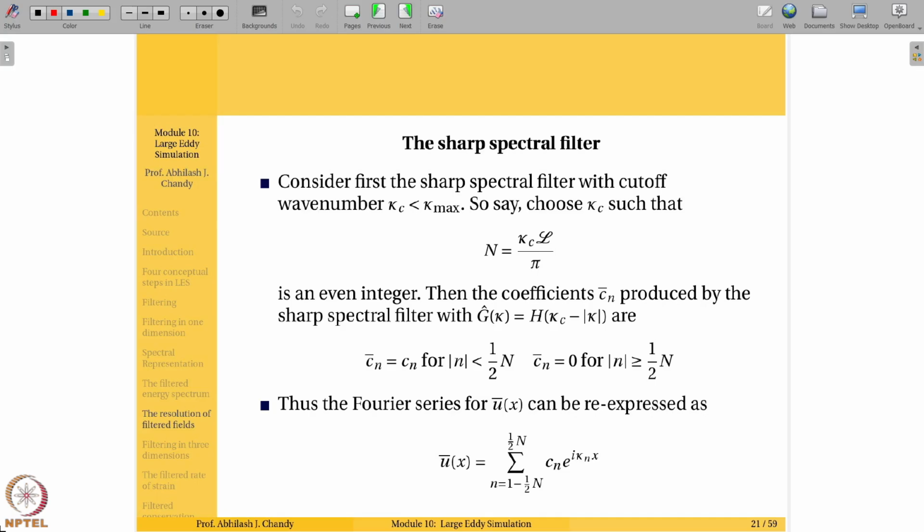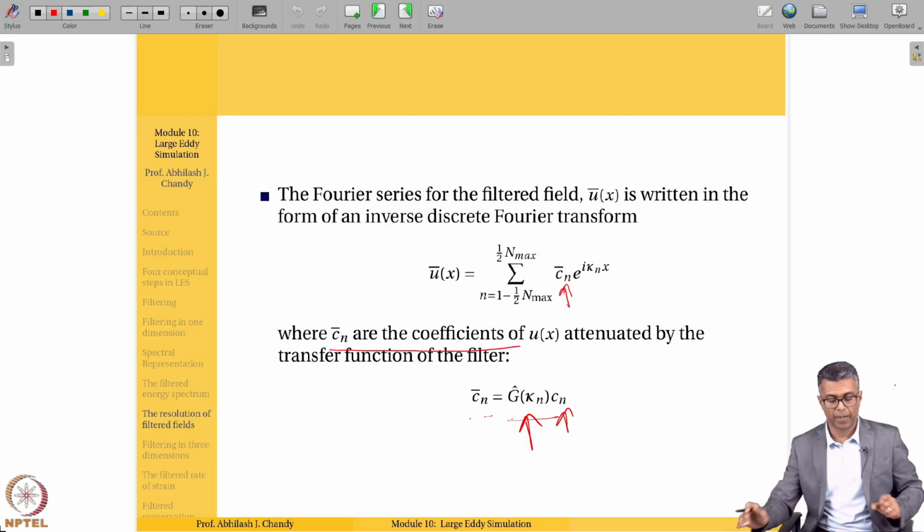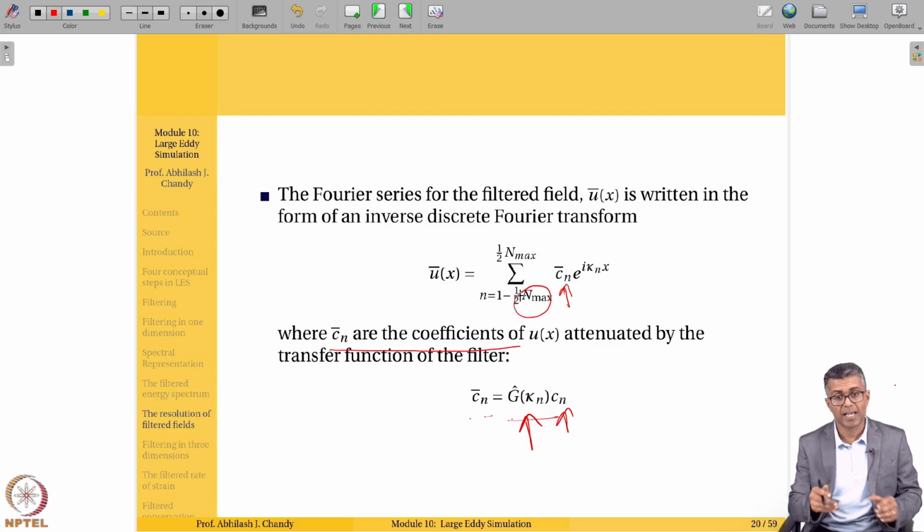Hello everyone. So we were talking about the filtering operation applied to the Fourier modes, isn't it? So we had U bar represented as a discrete Fourier transform. So you would have U bar of x be equal to Cn bar of e to the I kappa n x, summed from 1 minus half n max to half n max. So this n max corresponds to the maximum number of grid points required to fully resolve u of x.